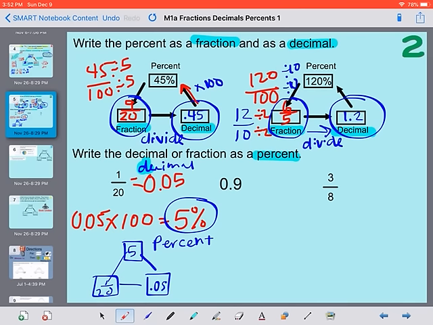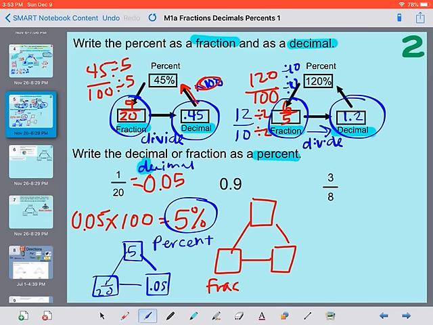We are already at a decimal, so to get from a decimal to a percent, we're just multiplying by 100. So in our triangle thing here, we don't actually need the fraction box at all. We are already at the decimal, 0.9, and we just need to multiply by 100 to get to the percent. So 0.9 times 100 moves our decimal 2 spots and gives us 90%.